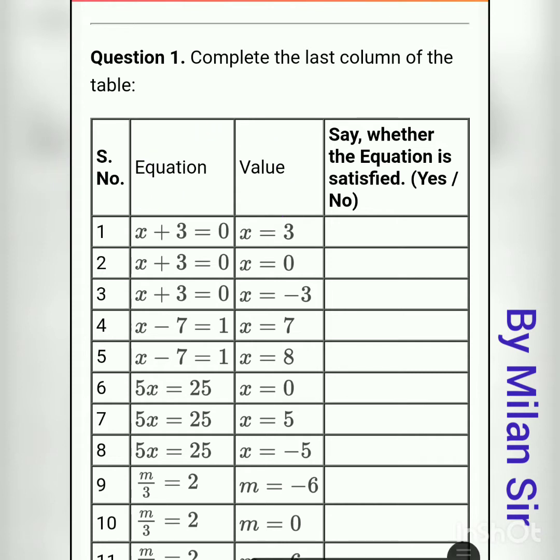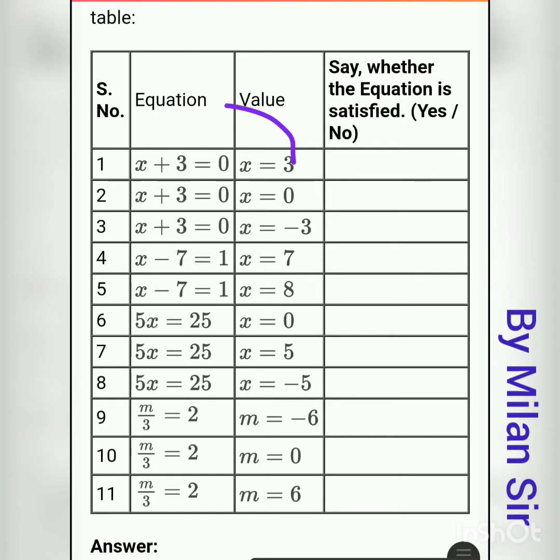That means in place of x we need to put this value, and we just need to check the answer with the right hand side answers. If both are the same, we can say that our answer is yes, satisfied, otherwise not. So in the first question, now put this 3 here. In place of x we need to put 3. So 3 plus 3 is 6, but here it is given 0. That's why the answer is no.